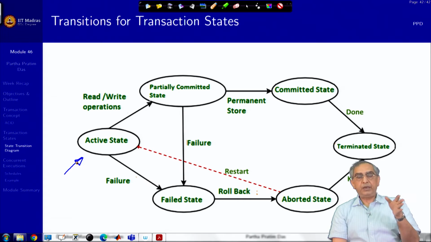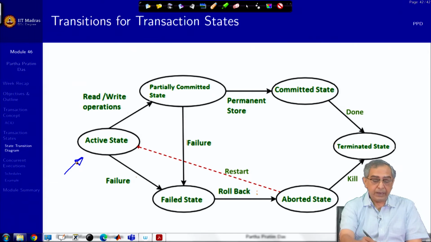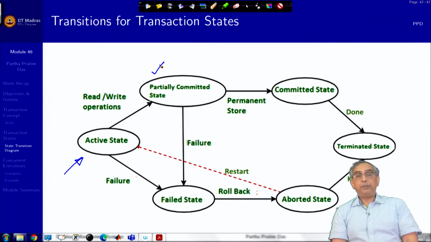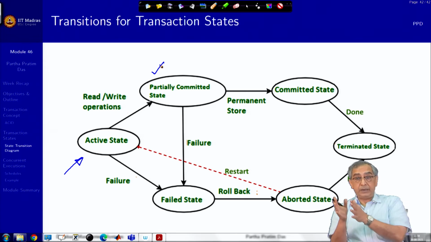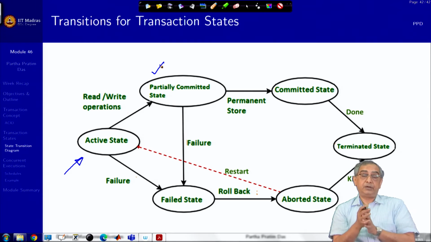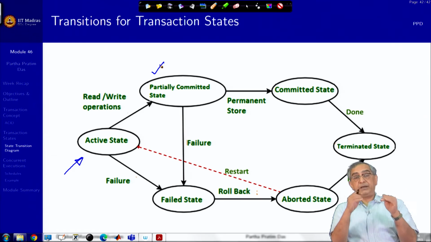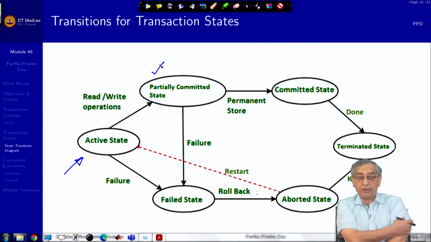So, what are the possibilities? One possibility is it will do some read write operations, and when it has done some read write operations, it comes to a partially committed state. Right? Now, it is partially committed because it still has not completed. So, it does not have persistency, does not have a consistent database yet. So, it is just some commits have happened, others have not, and so on.